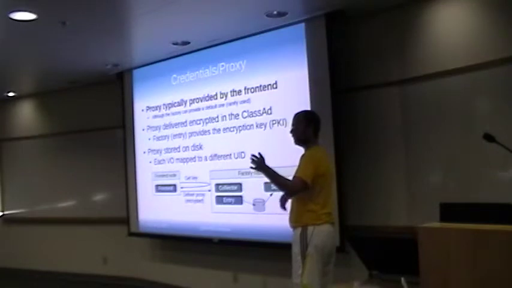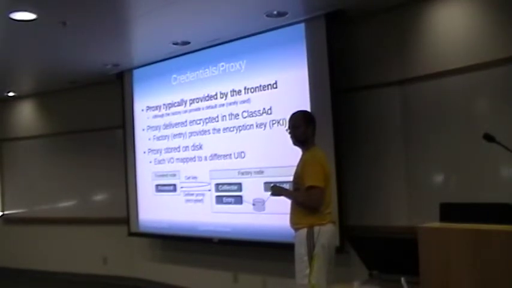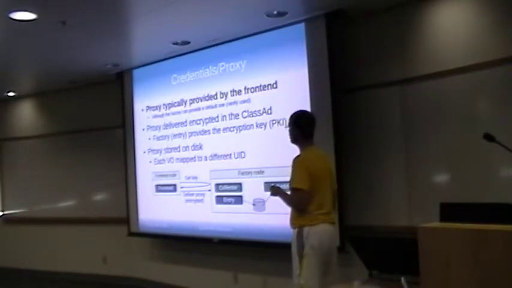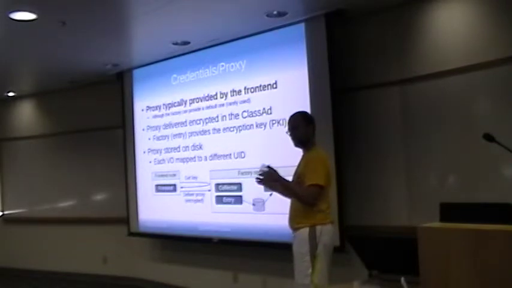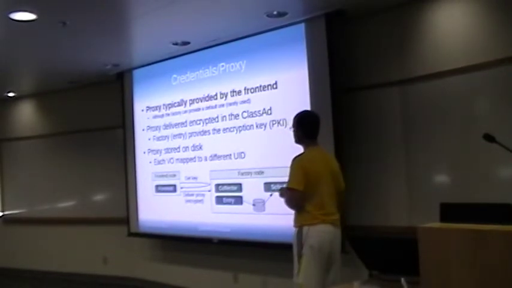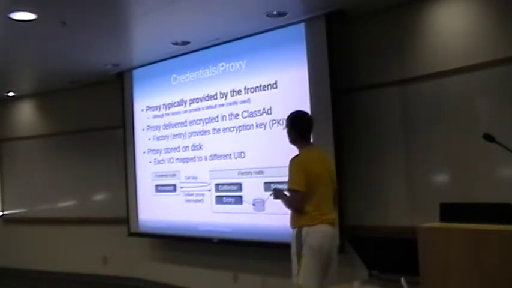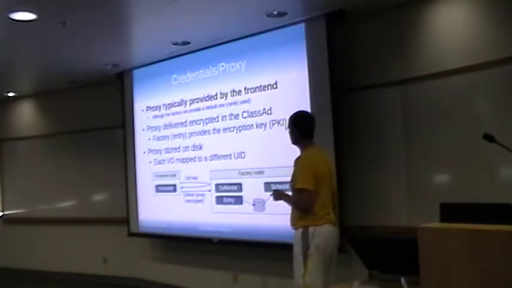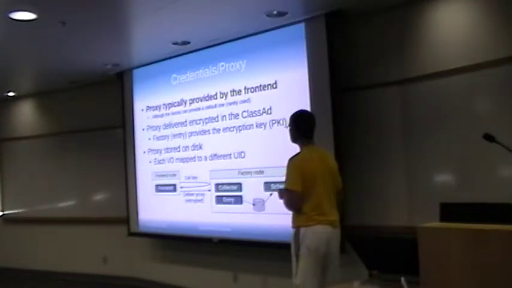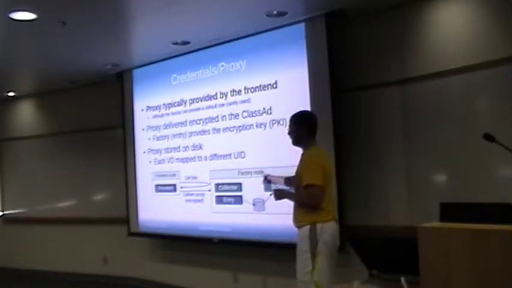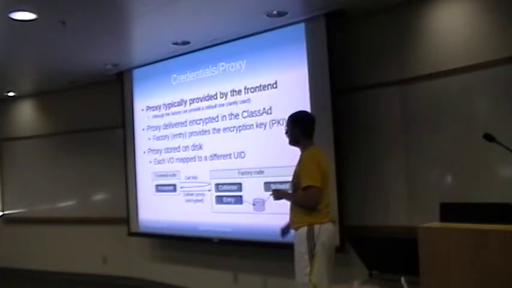The delegation from the front end to the factory is done in a class ad. Everything is a class ad, but it's encrypted, so it's secure enough. And the factory will provide the encryption key, so that's taken care of. And the proxy will then be stored on the disk.